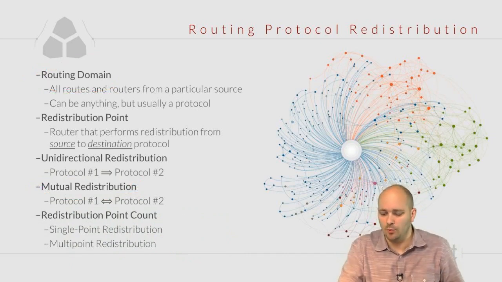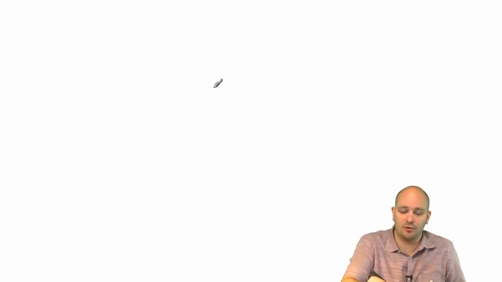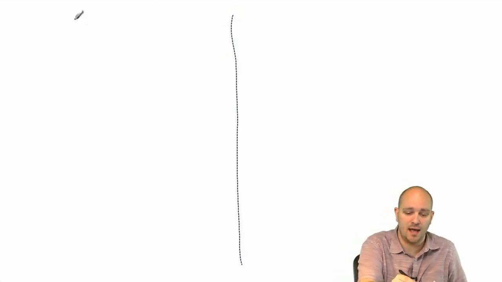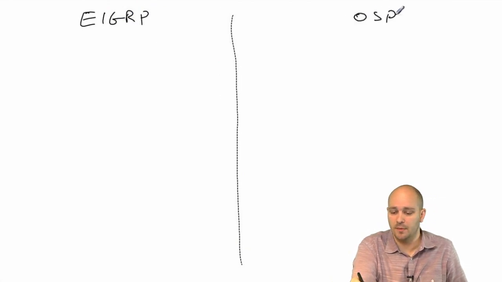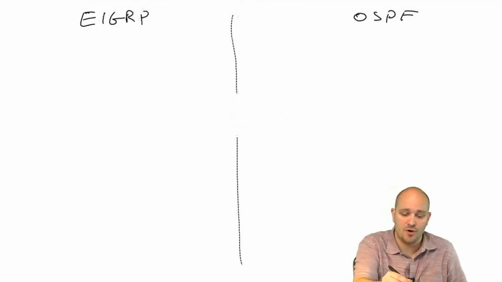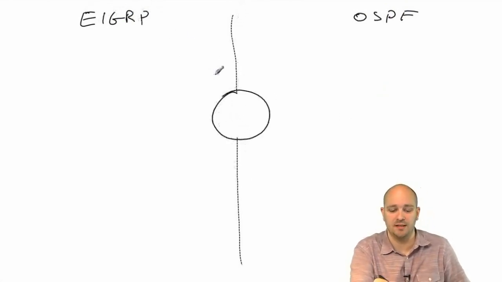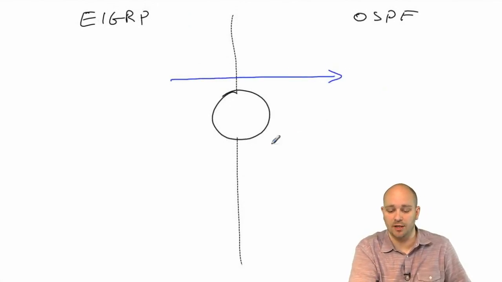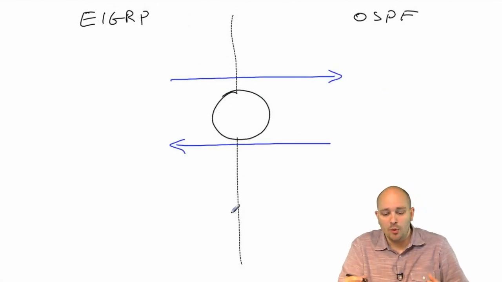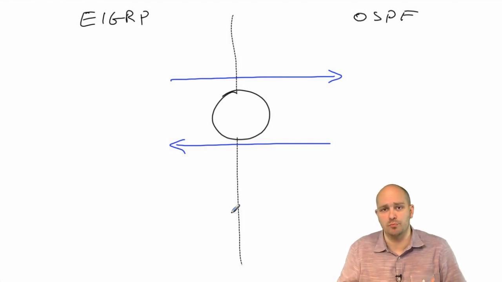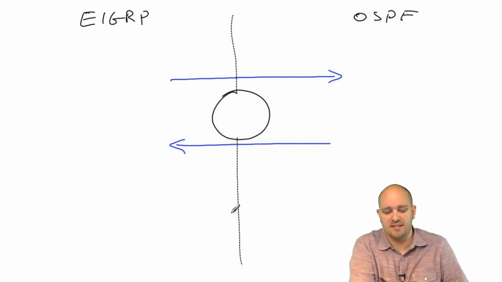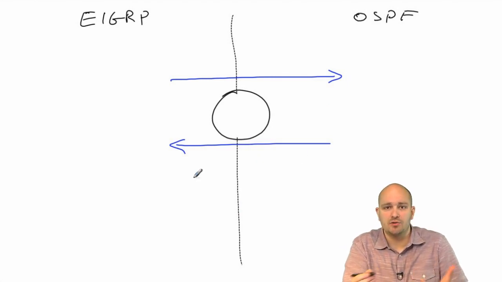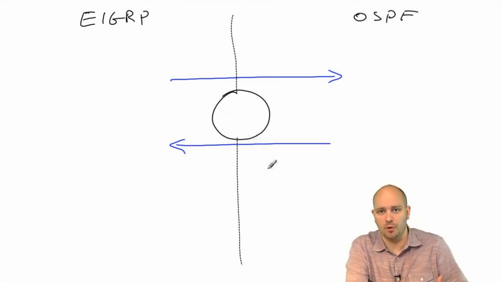What do I mean by that? Well, let's say that we had two routing domains. Let's say that we had EIGRP and OSPF. If we had a single device, a single router sitting on the boundary between these domains and was redistributing like so, we can say that we have a single point mutual redistribution. When we have a single point mutual redistribution, really there is nothing important that we have to worry about other than configuring the redistribution properly.